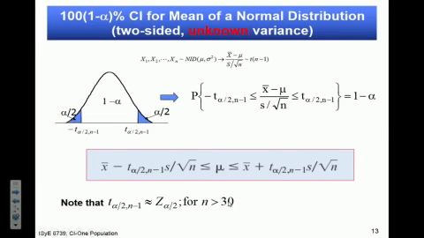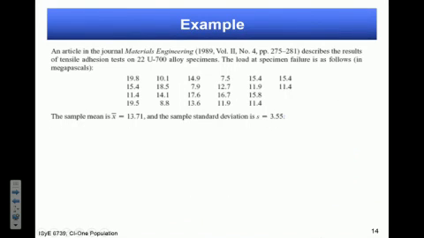So what happens if n is greater than 30? That actually was one of the questions in your exam. You ended up with T with 99. I should not say that. Anyways, when n is greater than 30, you can use Z instead of T. Okay? Let's move on.